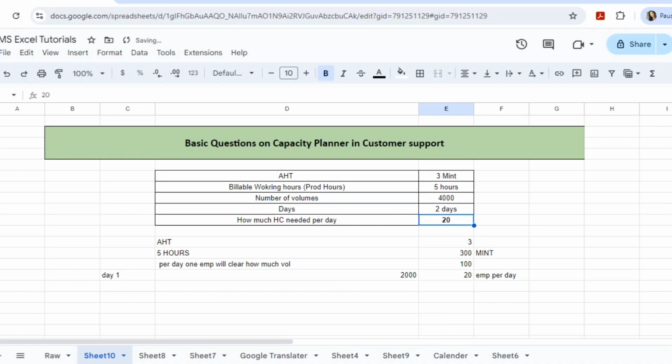You can change a few things and retry with your own logic. You will get much more information. So this is all about how much HC we require per day when we have only 2 days and 4000 volumes with 5 hours of working culture and 3 minutes of AHT. We'll come with one more question in upcoming days. So keep learning, guys. If you still have any doubt, let me know, we'll clear it out. The answer for this particular question is 20.